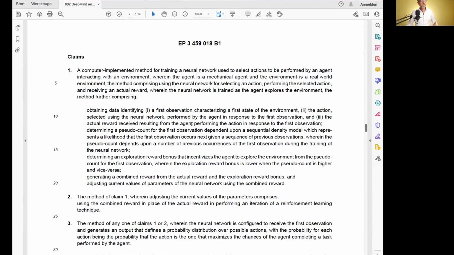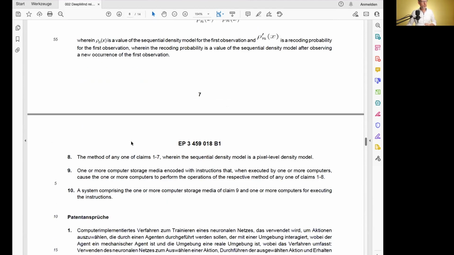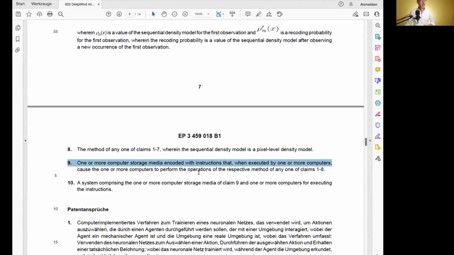And here we can see that besides the independent method claim one, we have a number of dependent method claims as fallback positions. And then we have two additional independent claims. Claim 9 is directed to one or more computer storage media encoded with instructions that, when executed by one or more computers, execute the method claims, essentially. And claim 10 finally is directed to a system comprising the one or more computer storage media of claim 9 and one or more computers for executing the instructions.